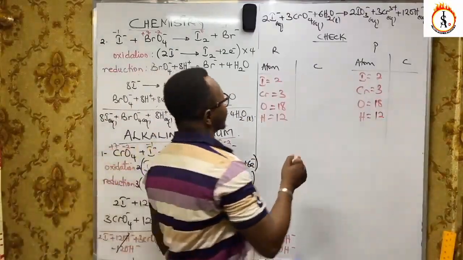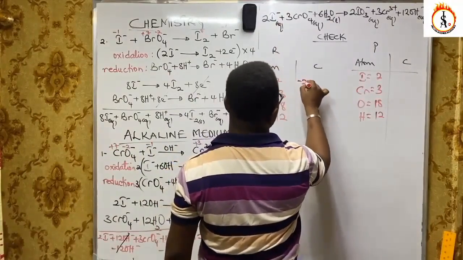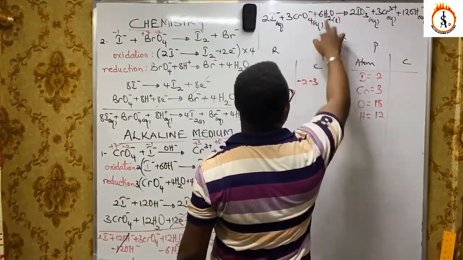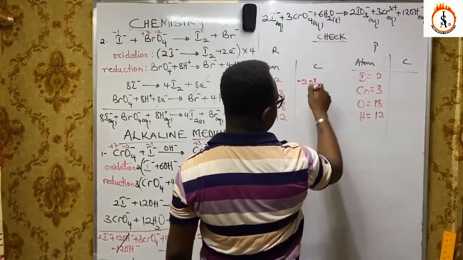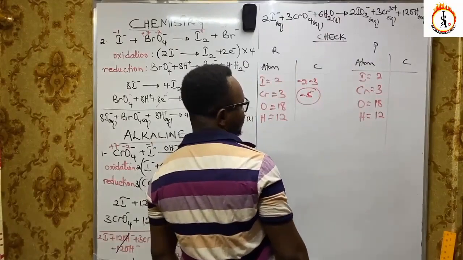Now we look at the charges. The charge we have is -1. -1 by this gives us -2. And here -1 by this gives us -3. So -2, -3 gives us -5. So total charge on the reactant side is -5.